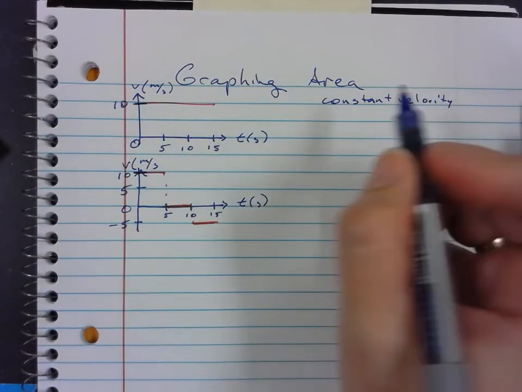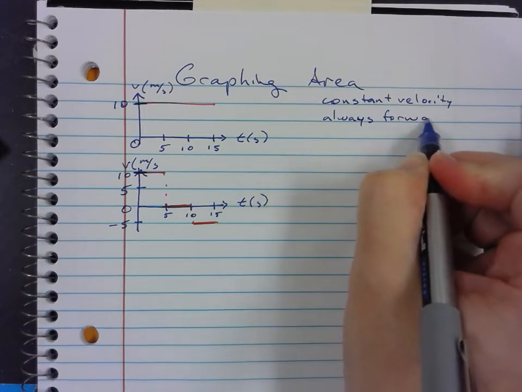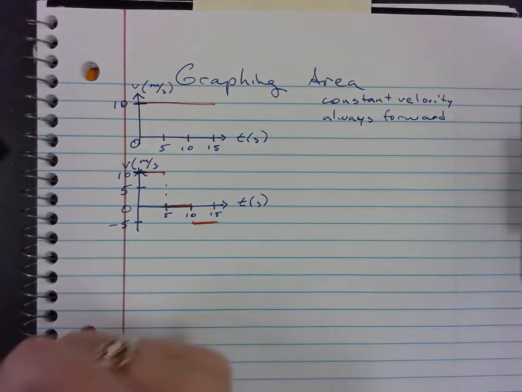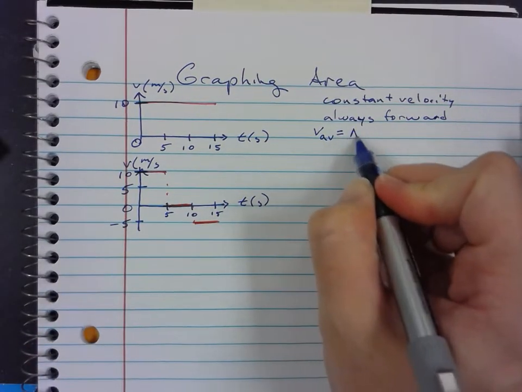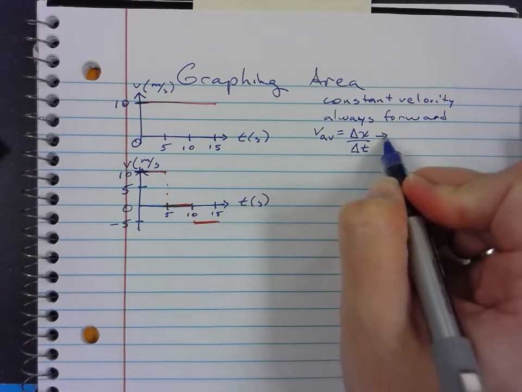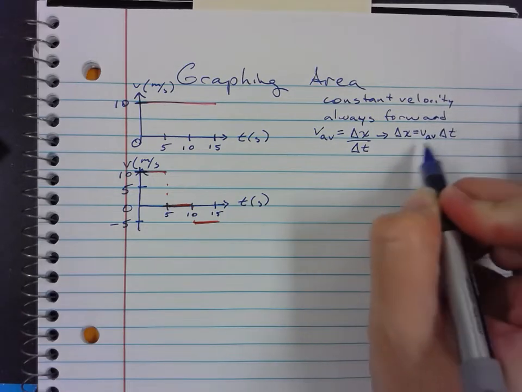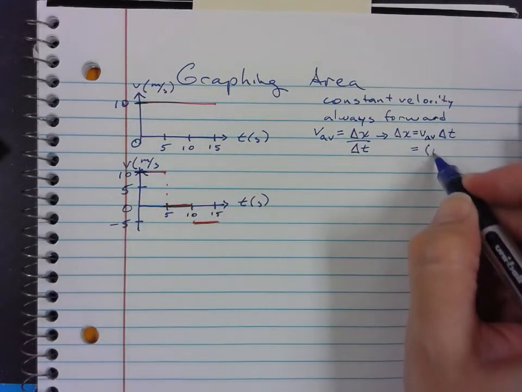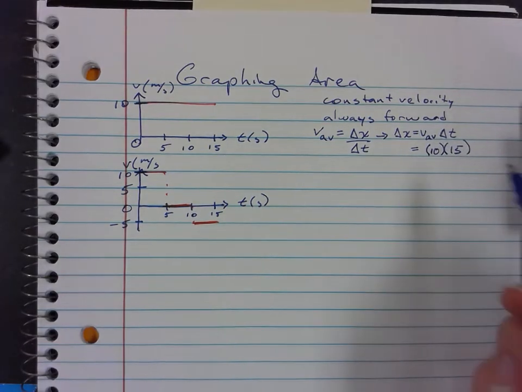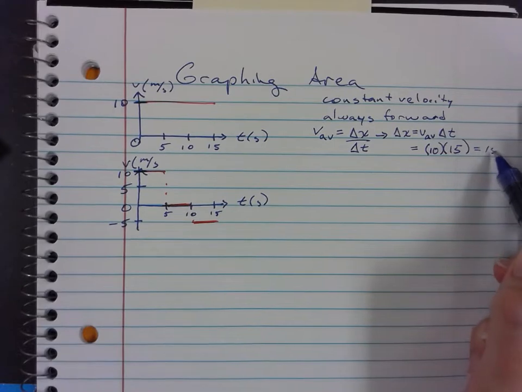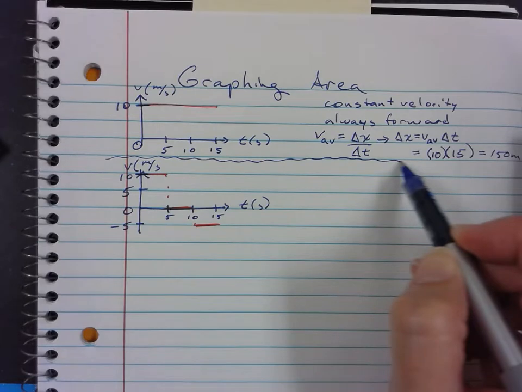Because the velocity is positive the whole time, it's always moving forward. And if I wanted to find the displacement, I could rearrange my average velocity function. V average equals delta x over delta t, cross multiply, delta x equals V average times delta t. So it's a constant 10 meters per second for 15 seconds. We get 150 meters. That was easy.